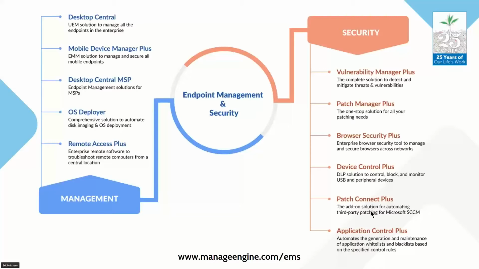If you're looking for application control, whitelisting, blacklisting of applications, and privileged access management for applications, then Application Control Plus would be your choice. Now, these products are available as separate point products and also as one suite under Desktop Central Unified Endpoint Management. On the left, you have Desktop Central on the top, which is the Unified Endpoint Solution. That has all the management features and the security features in one console, the Unified Endpoint Management.